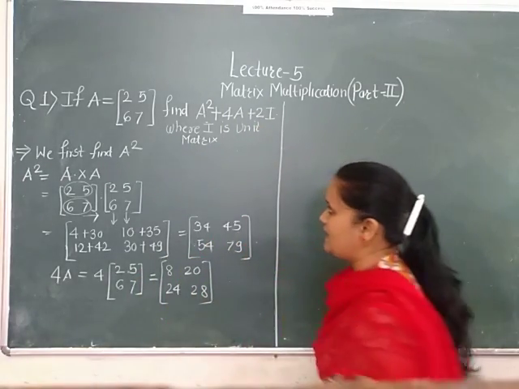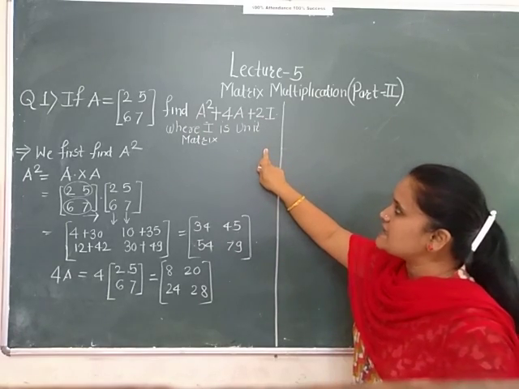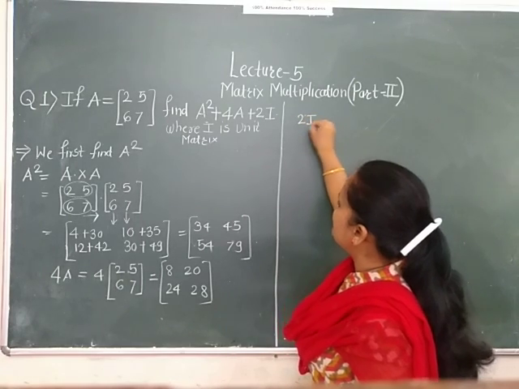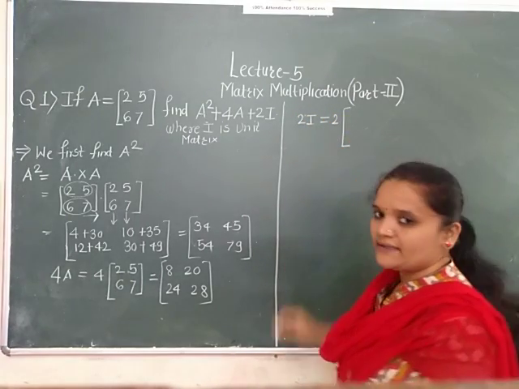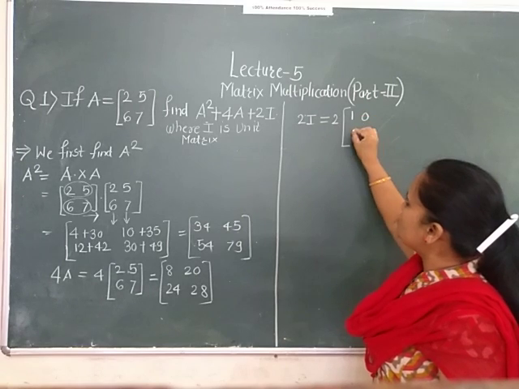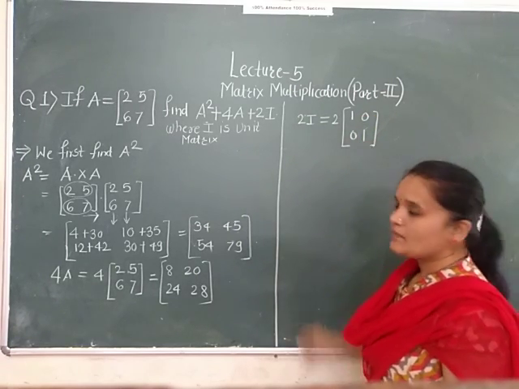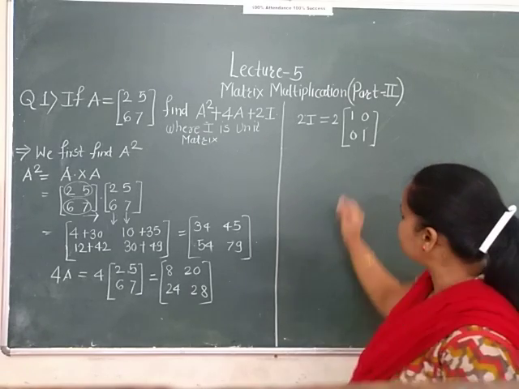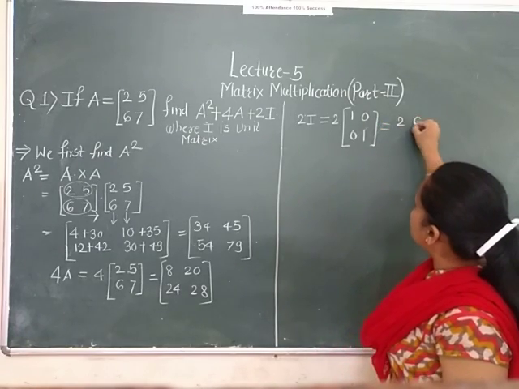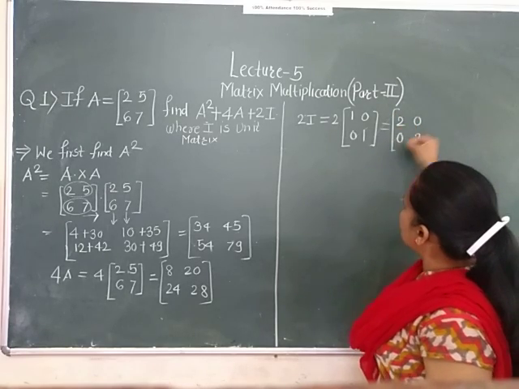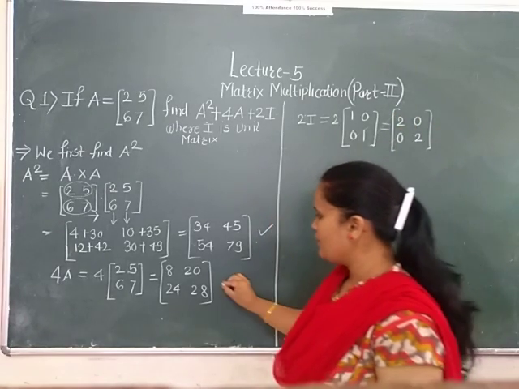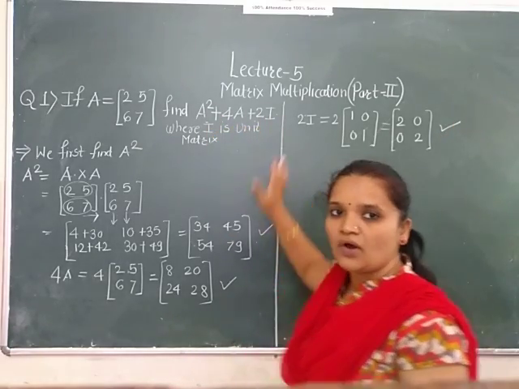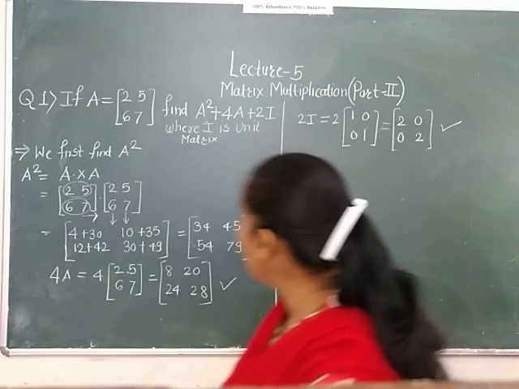And lastly 2I. I is here this type of matrix, identity matrix. So I will write here 2I is equals to 2 into I matrix is written 1, 0, 0, 1. Diagonal के element are 1 and remaining are 0 here. Then it is equals to 2, 0, 0, 2. So in this way we got A square, 4A and 2I. Finally अभी हमें करना क्या है? तीनों पार्ट को कंबाइन करना है, ऐड करना है.